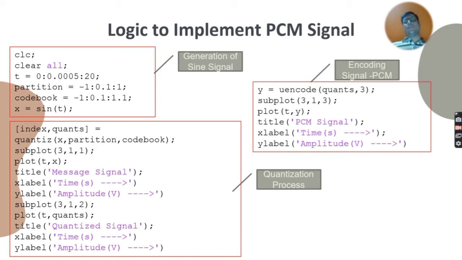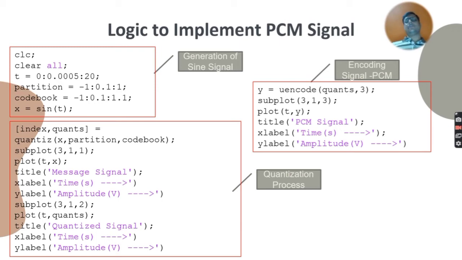Then there is a code book because we need to code the data. So here we require a defined function called code book. The code book has a length stated as the partition value, from -1 to 1.1, and it will vary with respect to 0.1. So this is the code book. With the help of this code book, we will assign the binary values. And x is equal to sine t, so we are using the analog signal as sine t.